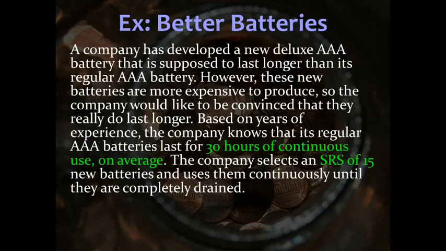So let's take a look at this example, better batteries. A company has developed a new deluxe AAA battery that is supposed to last longer than its regular AAA battery. However, these new batteries are more expensive to produce, so the company would like to be convinced that they really do last longer. Based on years of experience, the company knows that its regular AAA batteries last for 30 hours of continuous use on average. The company selects a simple random sample of 15 new batteries and uses them continuously until they are completely drained.